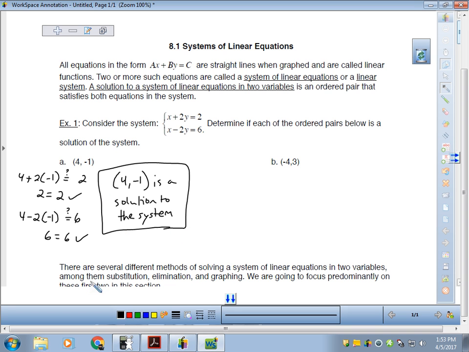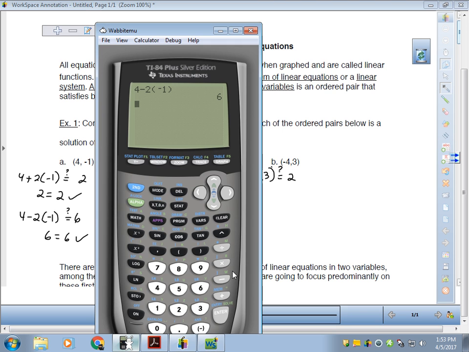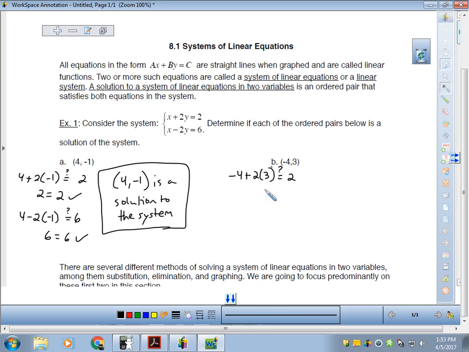Okay. Let's try this other point. We have another point over here, negative 4, 3. So we're going to try plugging into the top equation first. Negative 4 plus 2 times 3, does that equal 2? So negative 4 plus 2 times 3, we get 2. So 2 equals 2. So it works okay in that top equation.